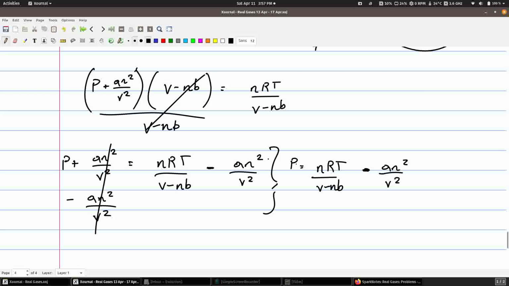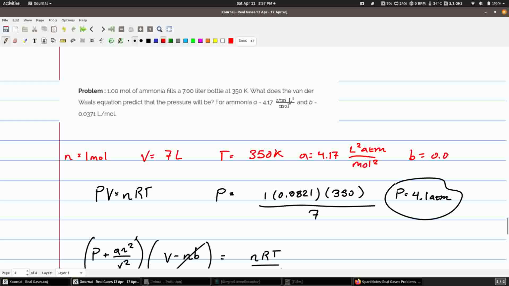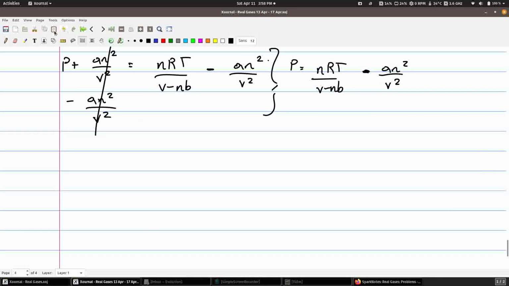So now we're going to calculate this. I'm going to write all the values and then just copy and paste them down. So let's move these over here. A equals 4.17 liters squared atmospheres over mole squared, and B equals 0.0371 liters over mole. Okay, perfect. So we're going to copy this and go down here.